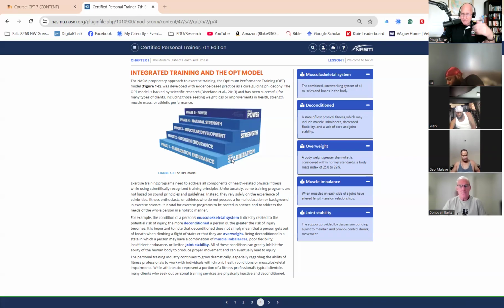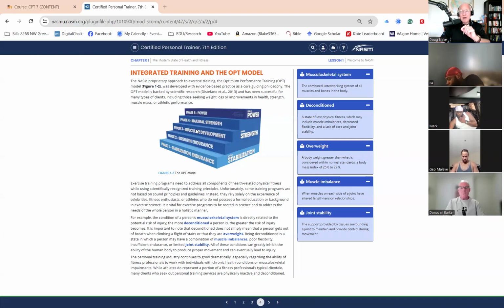Level 1 is stabilization. And this is like you're taking notes. You just got to get this into memory. Level 2 is strength, and level 3 is power. NASM will explain all of this. It'll explain it to death. They do a really good job, by the way. They'll explain all of this in later chapters.